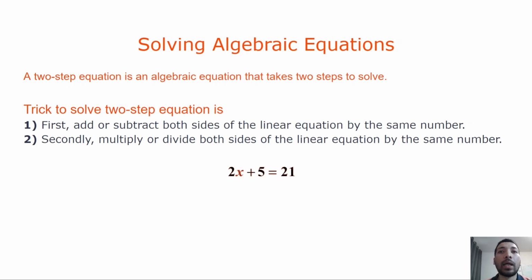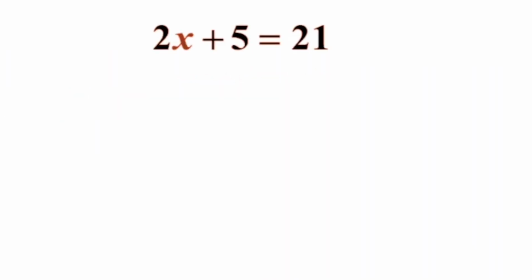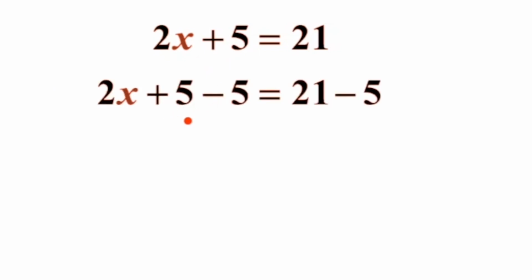So the first example we have is 2x plus 5 equals 21. So first we'll try to add or subtract. In this case, we can see the variable part 2x and 5 are separated by an addition sign over here. So we'll need to use subtraction. So we have 2x plus 5 minus 5 on the left side and minus 5 on the right side. By simplifying, we get 2x equals 16.